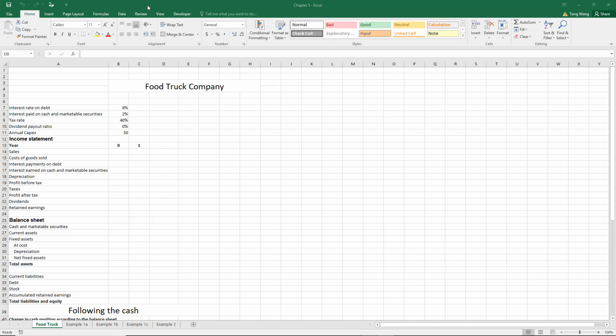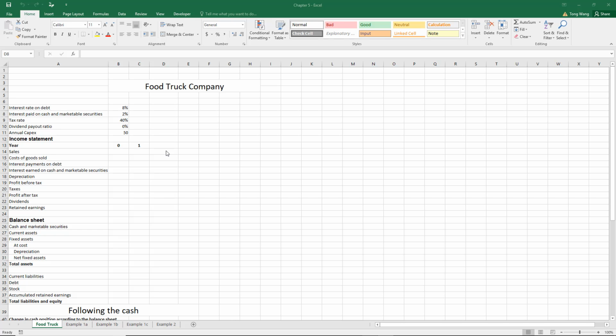So in chapter 5, we're going to learn how to use pro forma models to forecast the free cash flow of a company and then use that forecast to calculate the value of the company. So before we get into pro forma models, let's use a simple example to review some basic accounting concepts regarding the major financial statements of a firm.